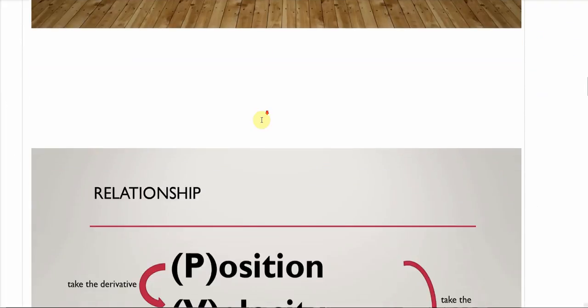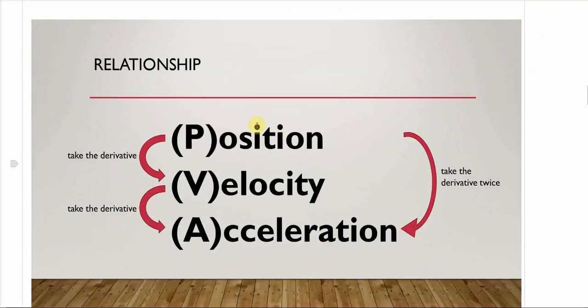Okay, now here comes some important things that you need to know. Do you see where I say PVA for my students? Position, velocity, acceleration. To get from position to velocity, I take the derivative. To get from velocity to acceleration, I take the derivative. To get from position to acceleration, I take the derivative twice.